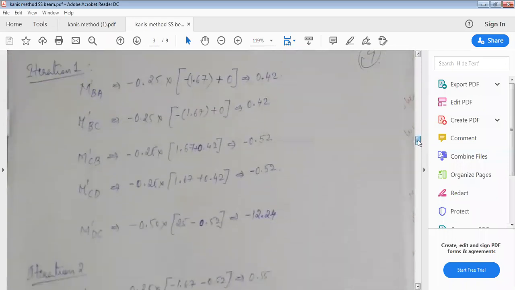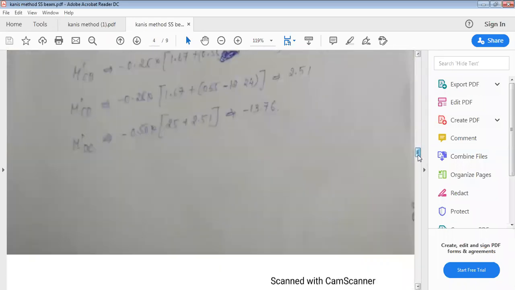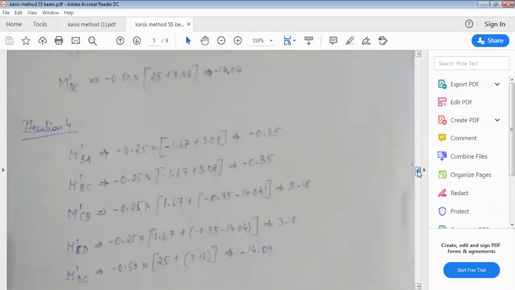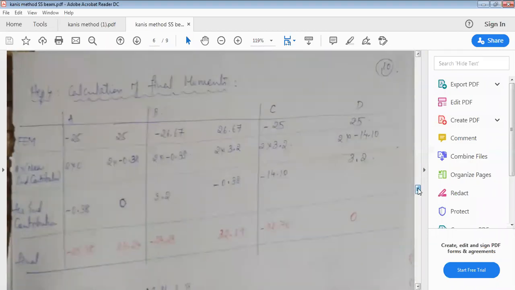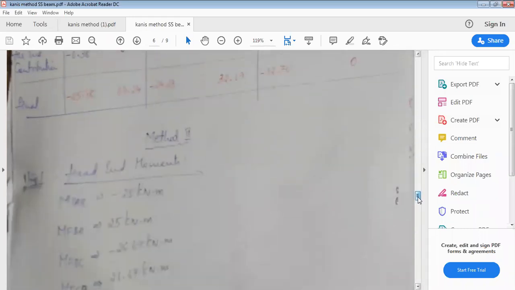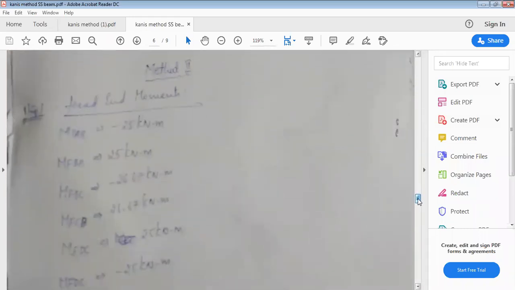You calculate the iteration cycle and tomorrow we'll see this part. Once the iteration cycle is over, we'll calculate the final end moments, how we got these final end moments. You can see that it is taking a lot of time. We have another alternative method also for this, that is the second method.